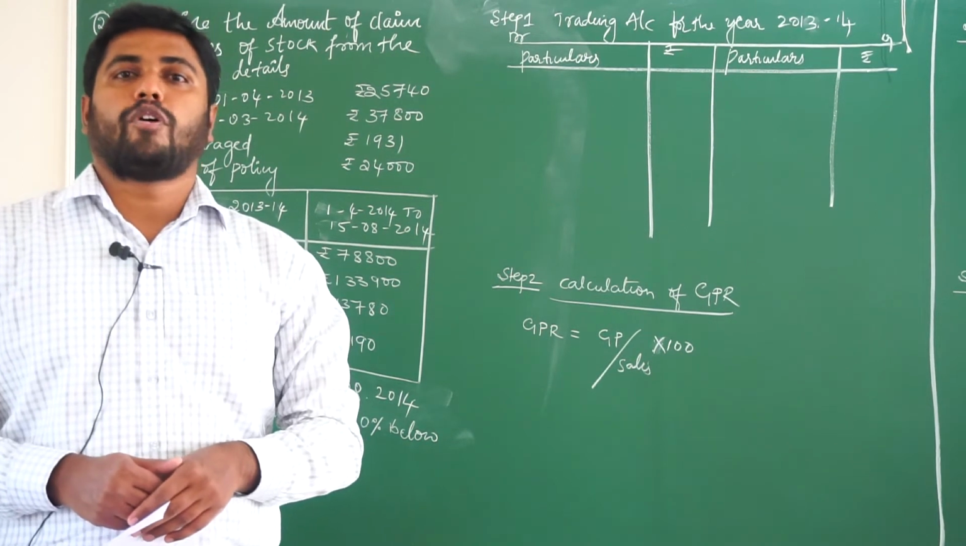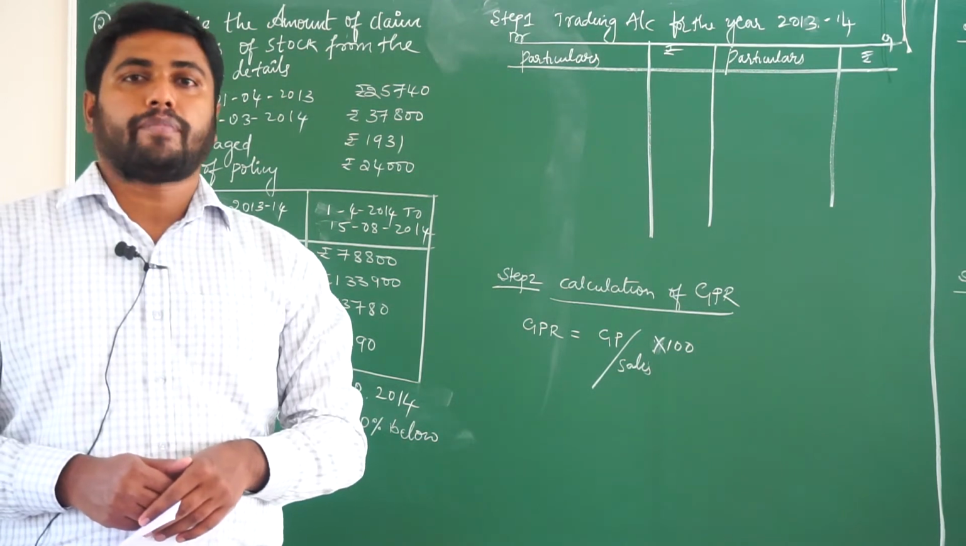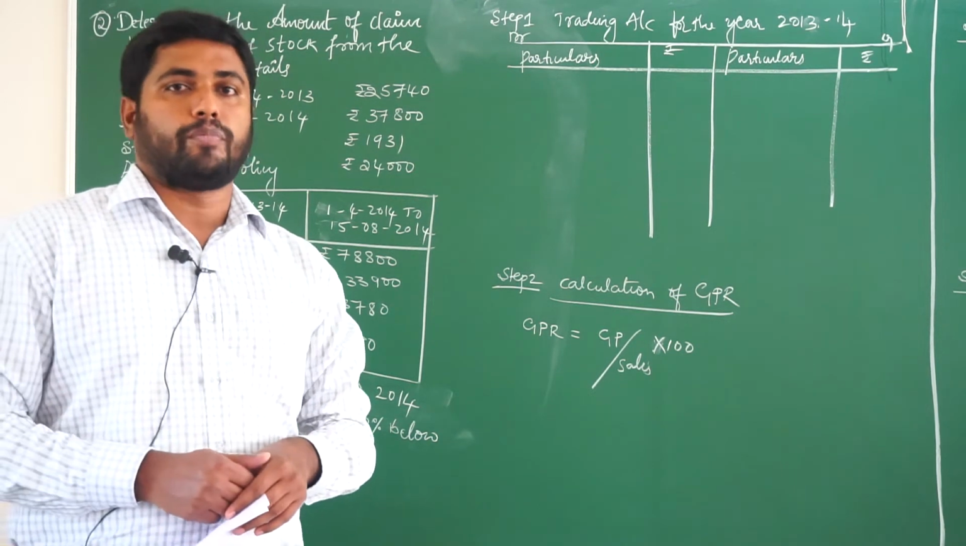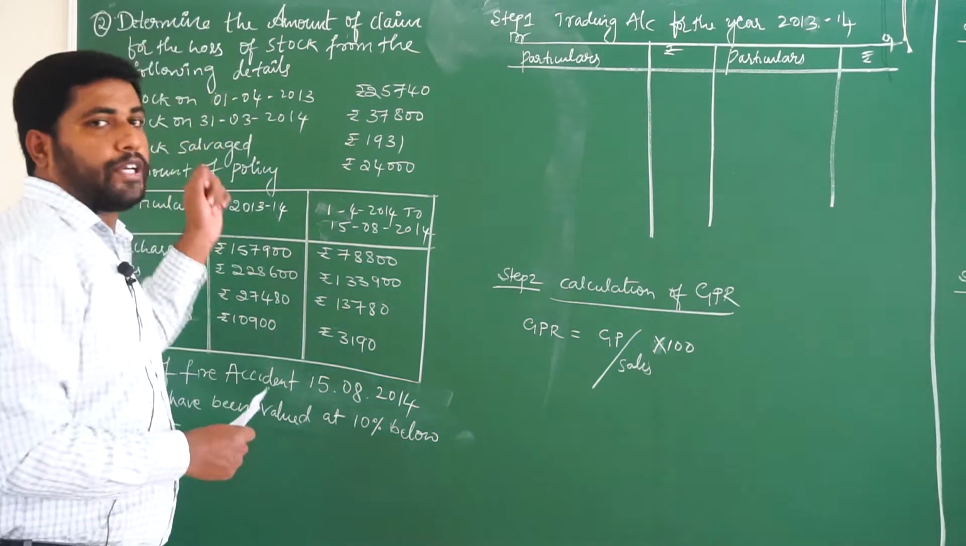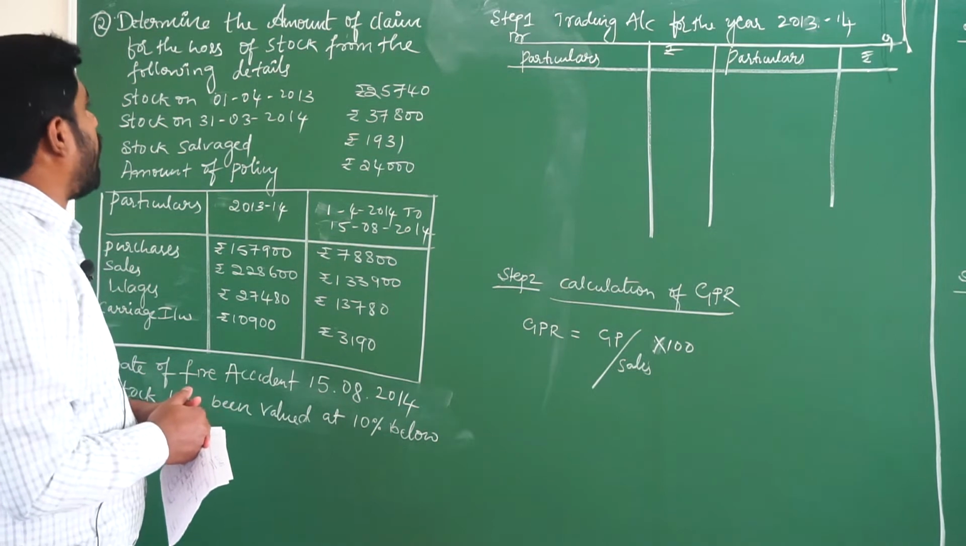In this class, I am going to explain how to calculate fire insurance claim amount with a practical example. Let's move on to the problem. This is problem number 2. Determine the amount of claim for the loss of stock from the following details.